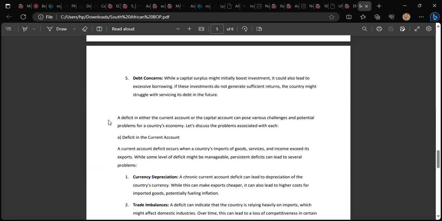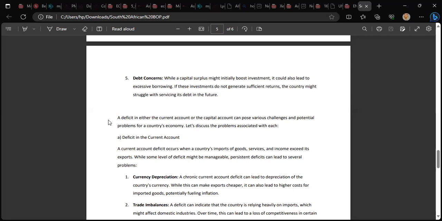So that's the first problem on the balance of payments. It could be a surplus. So a surplus, in as much as it could sound like a good thing, we always prefer things to be balanced. We always prefer things to be balanced. So that's problem number one.